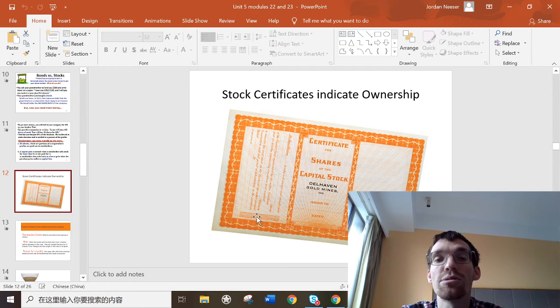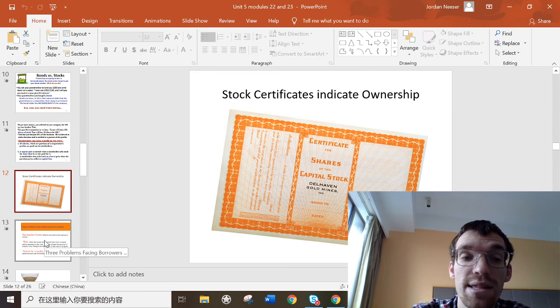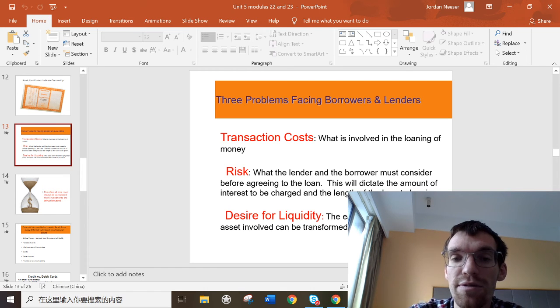Okay. So stock certificates, they used to be physical certificates that you'd get issued, but nowadays they can just be done online. But you can think of stock certificates as looking just like this. They indicate ownership. Okay, what are some problems that borrowers and lenders face?